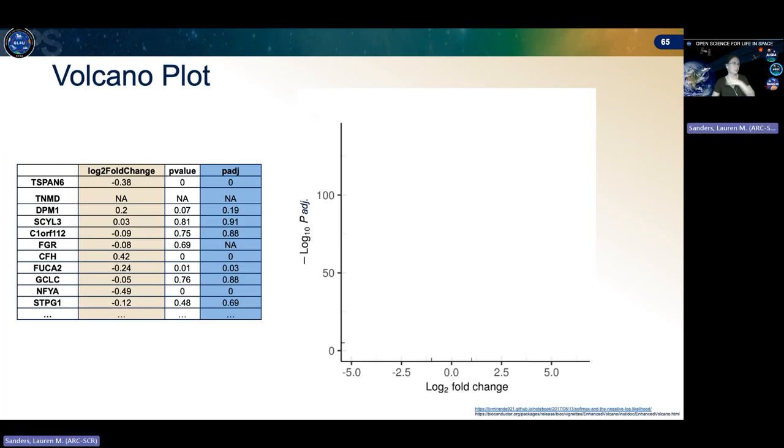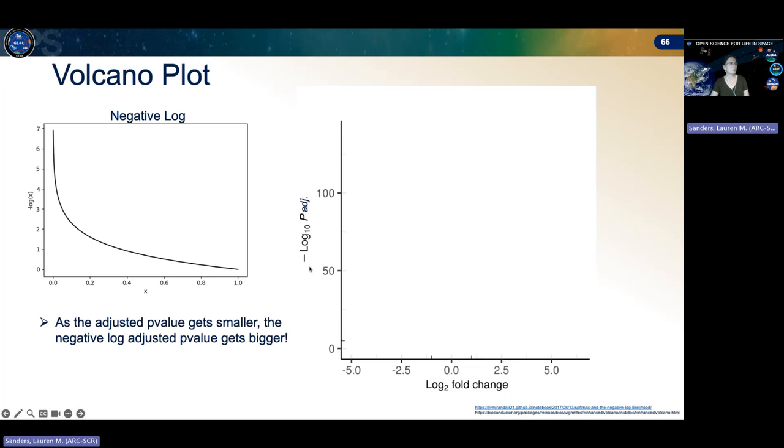So if we take a look at the different aspects of this plot, we have log2 fold change on the x-axis. We have a negative log10 of the adjusted p-value. And the reason that we take the negative log10 is because as the adjusted p-value gets smaller and smaller and smaller, it's hard to visualize on a plot. But the negative log adjusted p-value gets bigger.